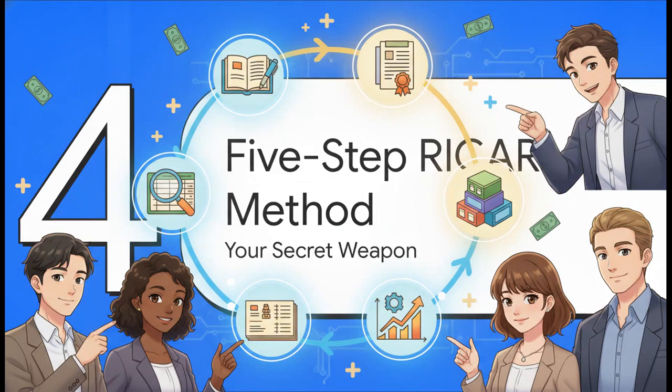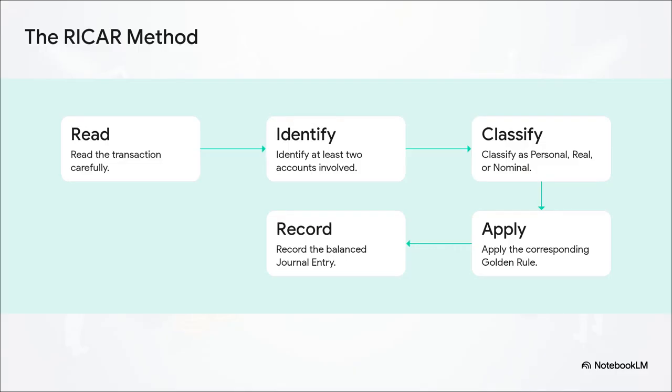Section 4, the 5-step RCAR method, your secret weapon. Now, how do we actually apply those rules without getting confused? Enter RCAR. It's this incredibly handy 5-step mnemonic. Step 1 is R, read the transaction.